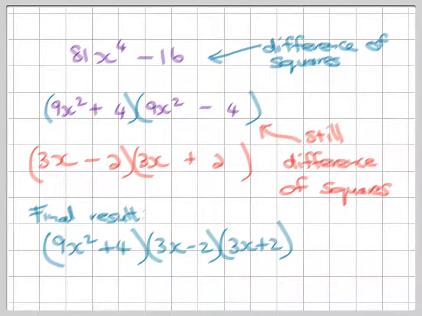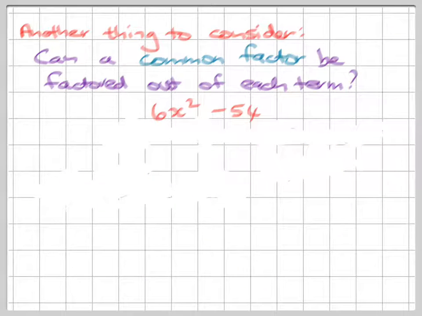Let's look at another one. So another thing to consider is, can a common factor be factored out of each term? We have here 6x squared minus 54. Now you can see 6 will be a factor of the first term and the second term, so let's remove it. We take it out, and then we end up with x squared minus 9, because 6 has been factorized out of both of those.